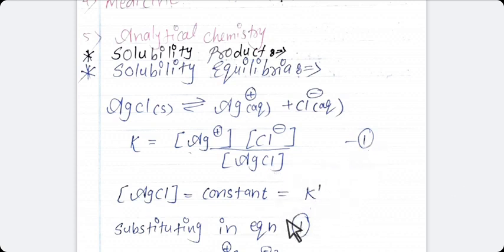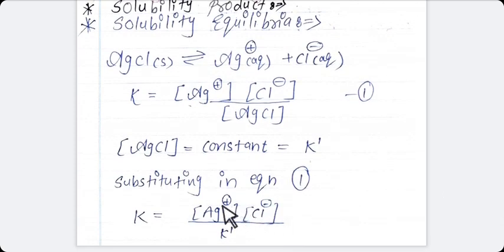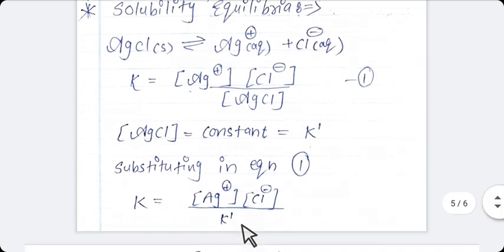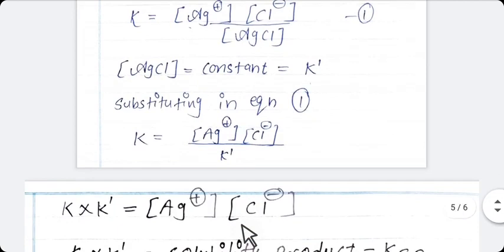That's why in place of the concentration of AgCl we can use K dash as a constant. So we put this value in equation 1 in place of the concentration of AgCl. We get K equal to the concentration of Ag plus times the concentration of Cl minus divided by K dash. Taking K dash to the other side of the equal sign, we get K into K dash equal to the concentration of Ag plus times the concentration of Cl minus.